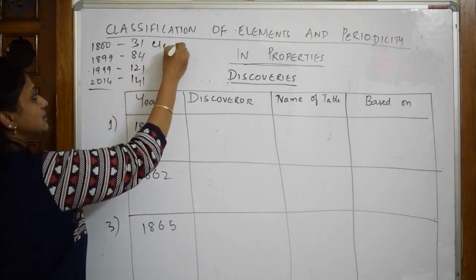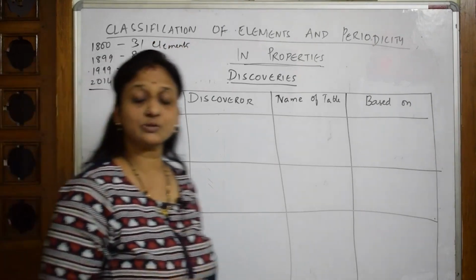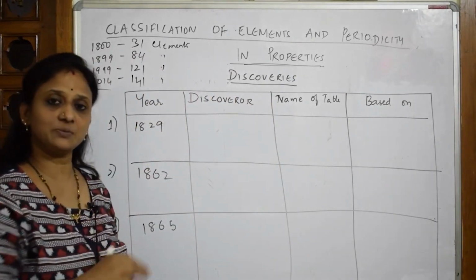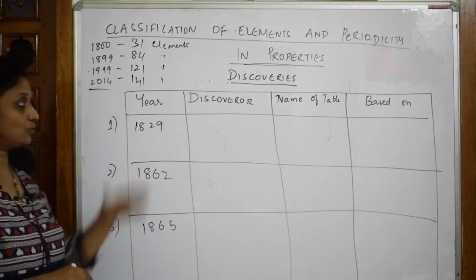So all these are the elements which were discovered in the periodic table. Later on, after 2014, now we are in 2018, the number of elements prescribed in the periodic table, almost we keep writing 118 elements, isn't it? Right, fine. So the discovery went on like this.